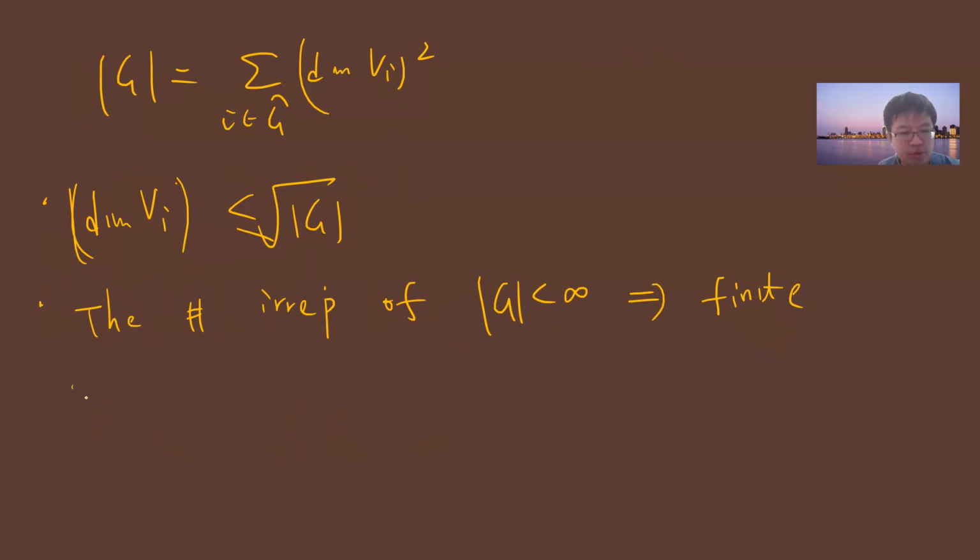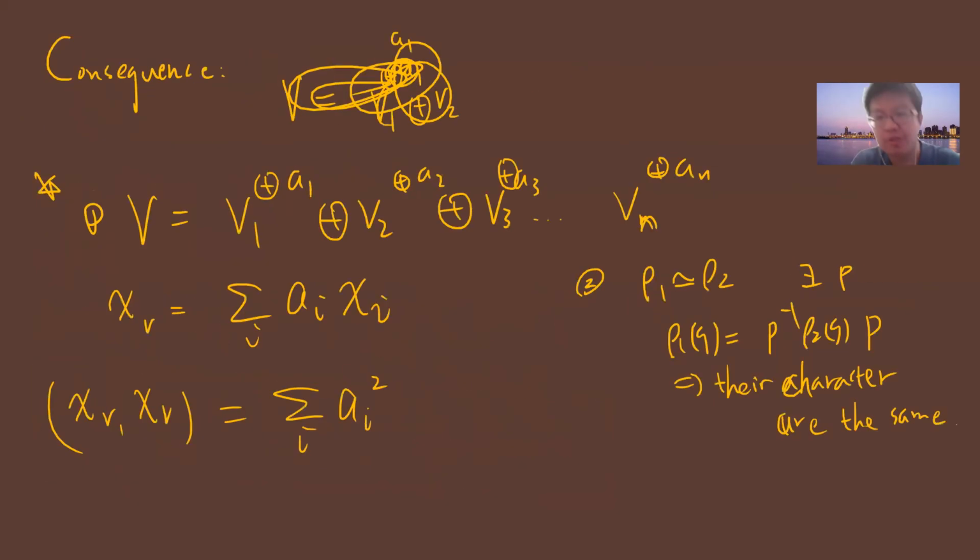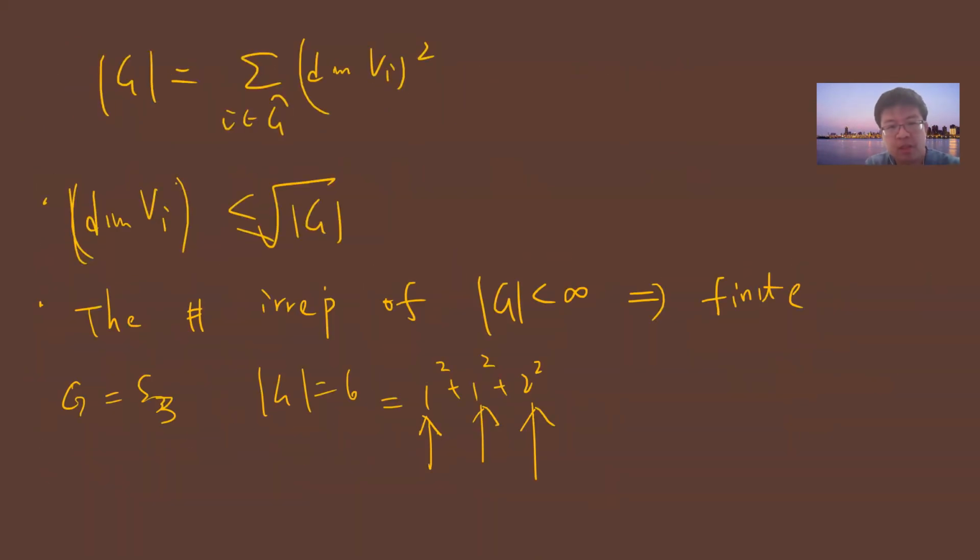Okay, a quick example. If you take G to be S3, which is non-abelian and has order 6, then you can write 6 as 1 squared plus 1 squared plus 2 squared. So you can show that S3 has two one-dimensional irreducible representations and one dimension 2 irreducible representation. Once you have this, you already get a lot of information. Okay, so our final result is the theorem: the order of G equals this sum.